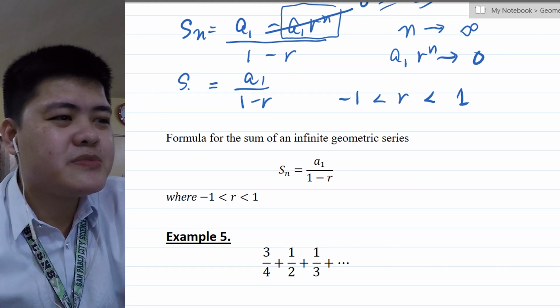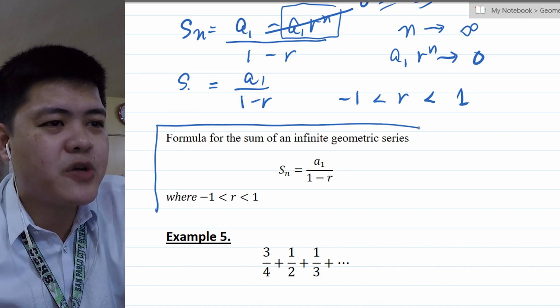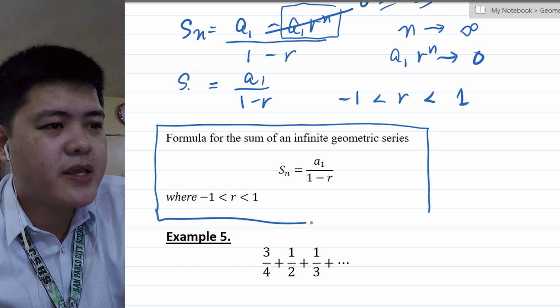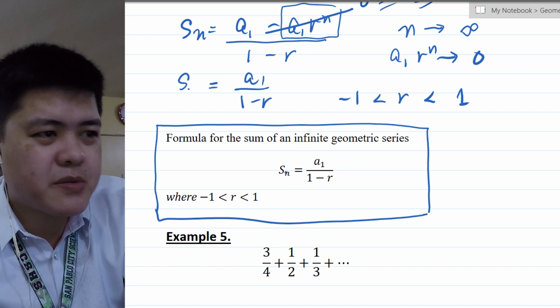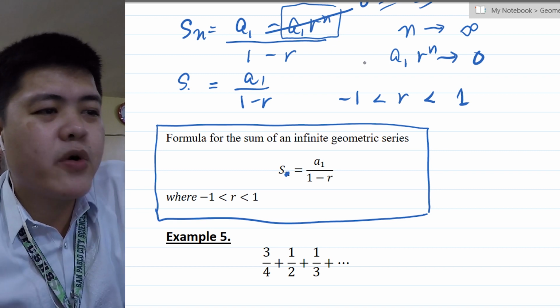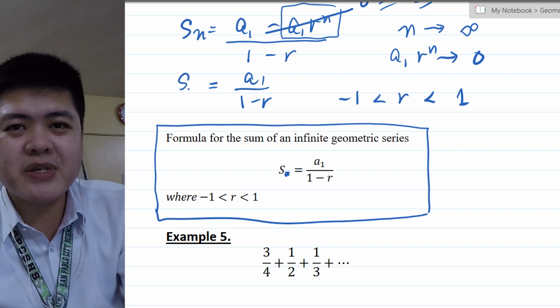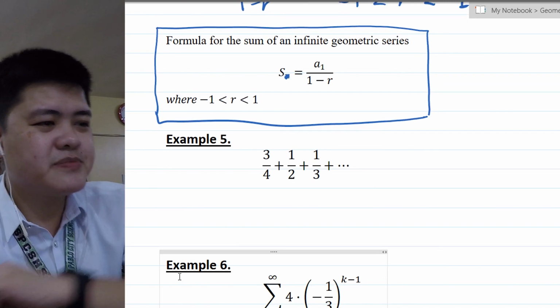So, the formula for the sum of an infinite geometric series is given by, normally wala ng S sub n doon, kasi sum ng terms. So, burahin na natin ito. S na lang, gamitin natin. We have A sub 1 over 1 minus r, where r must be between negative 1 and 1. So, let's have example number 5.